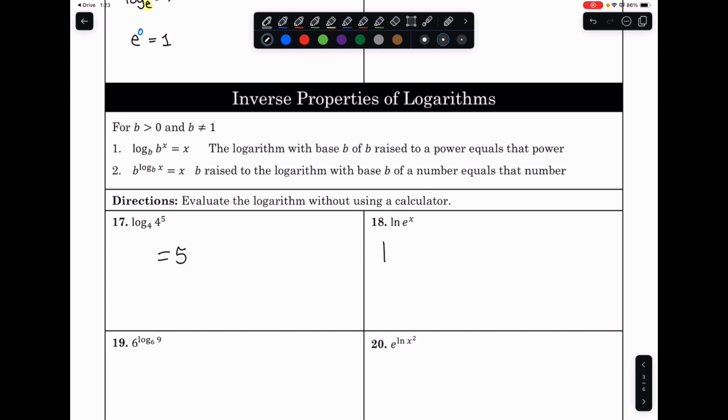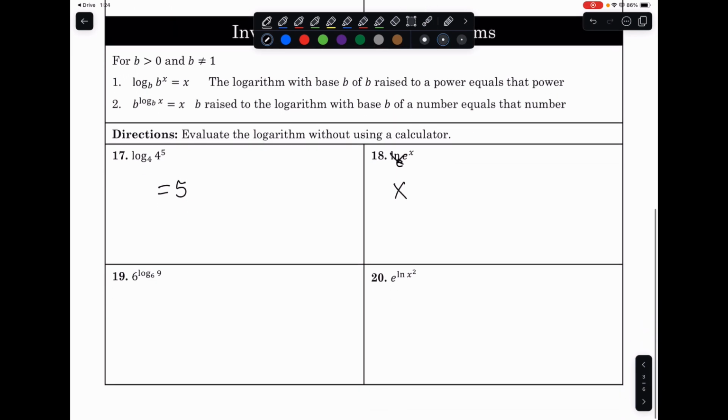The same thing right here. Remember that this has a base of e. So these two things are going to cancel each other out, and the only thing we're going to be left with is x. And this again is the second one, the second inverse one. Since the bases are the same, those two things cancel each other out, and the only thing we're going to be left with is 9. And the same thing here, this has a base of e, so these two things cancel each other out, and all we're going to be left with here is x to the second power.